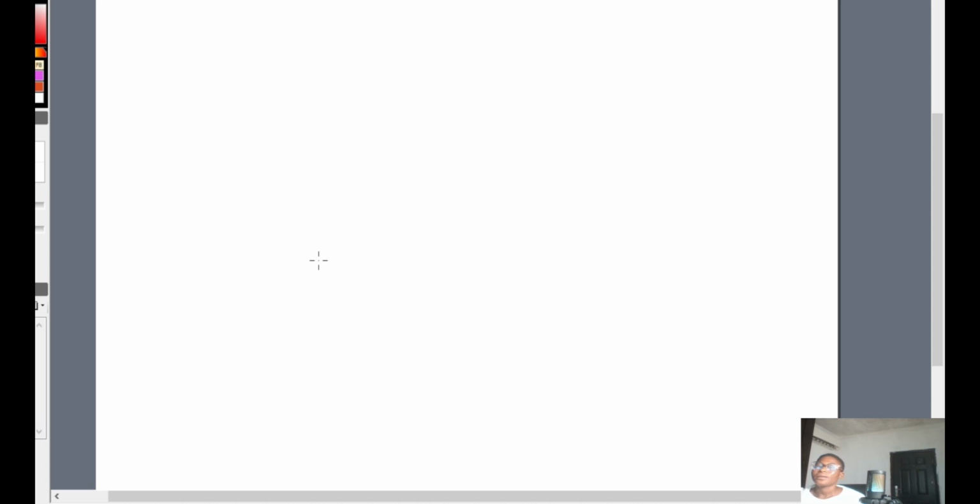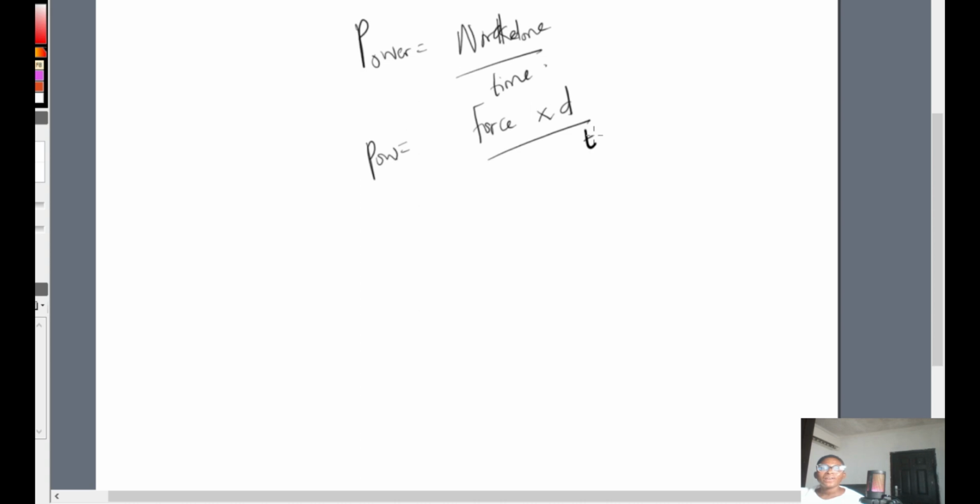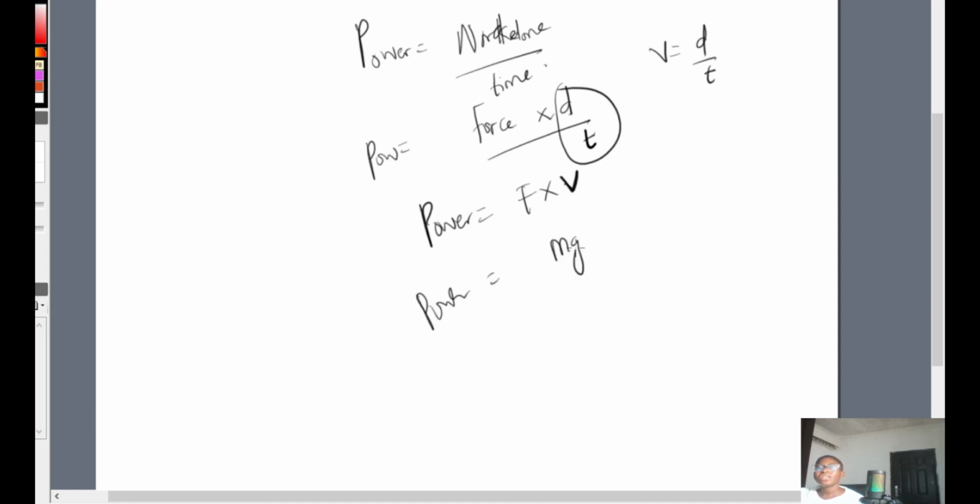So we have that power is equal to work done over time. Yes, good. So power, recall, is equal to force times distance, since work done is force times distance, then divided by time. Don't forget, velocity is equal to distance over time. So we can say our power is equal to force times velocity. Also, power can be equal to mgh over t. So these are the formulas for power, the different formulas we can use to solve for power depending on the parameters we were given.